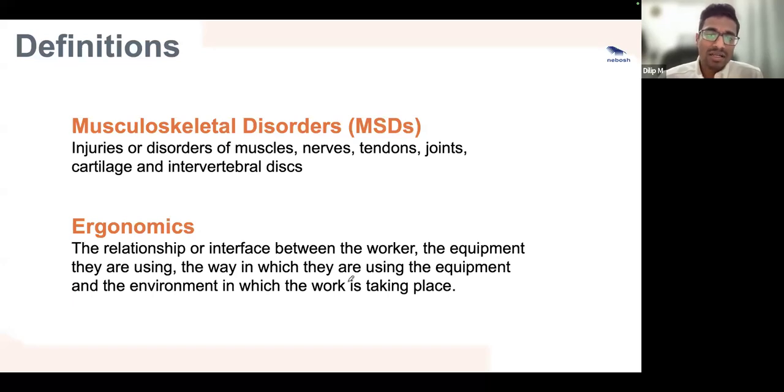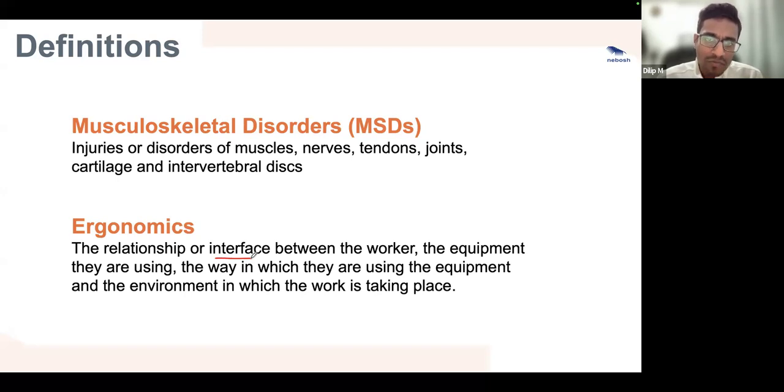And ergonomics is the relationship or interface between the worker, the equipment they are using, the way in which they are using the equipment, and the environment in which the work is taking place. So consider what type of equipment you are using at the workplace, or in what environment you are working, or the interface with which you are interacting.